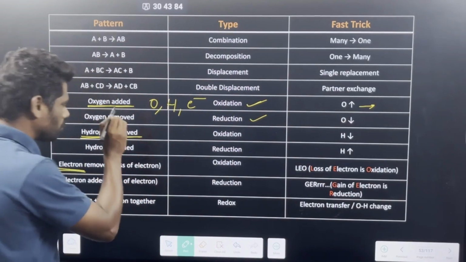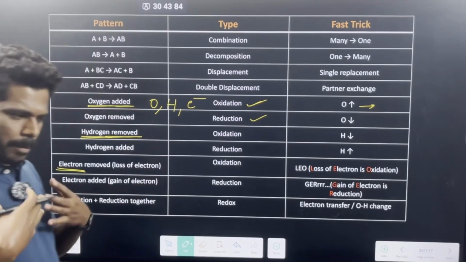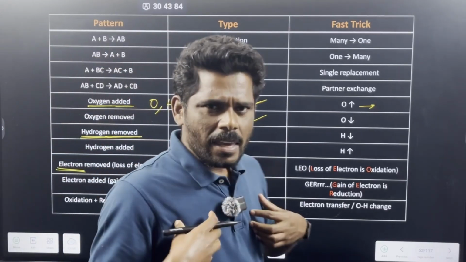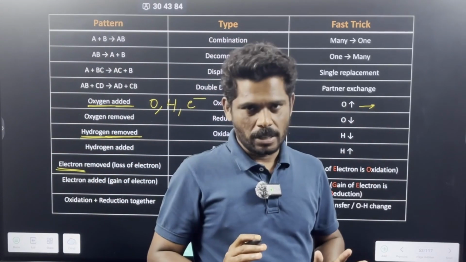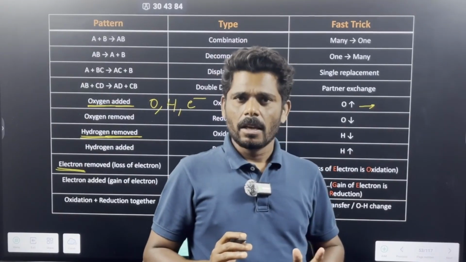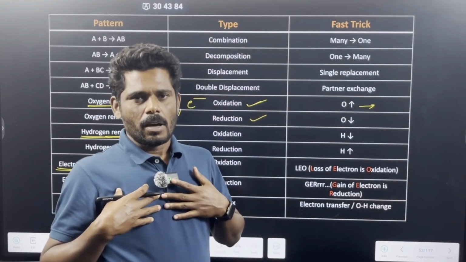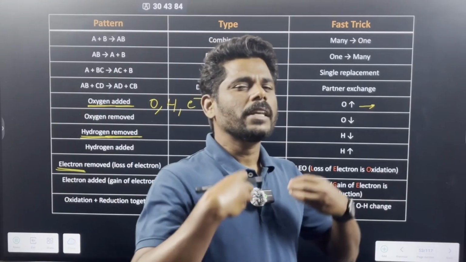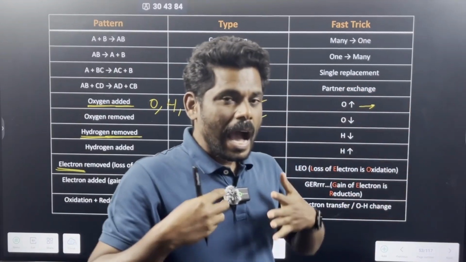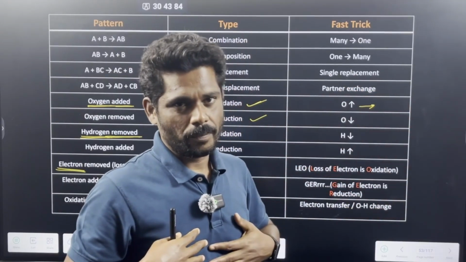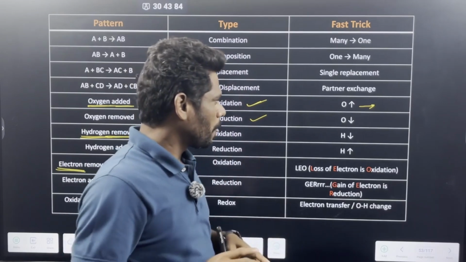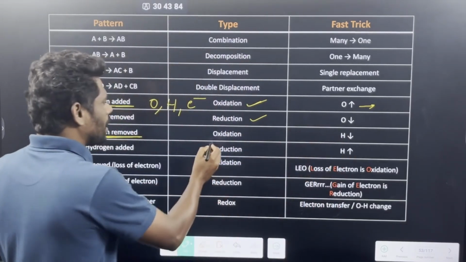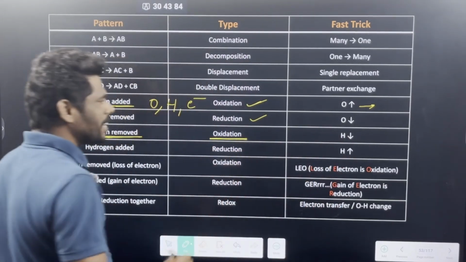Suppose hydrogen is removed. I am here, and from me someone took the hydrogen. I repeat, from me, hydrogen is taken by someone. That means I have lost the hydrogen. Then also, you can say that I have undergone oxidation.